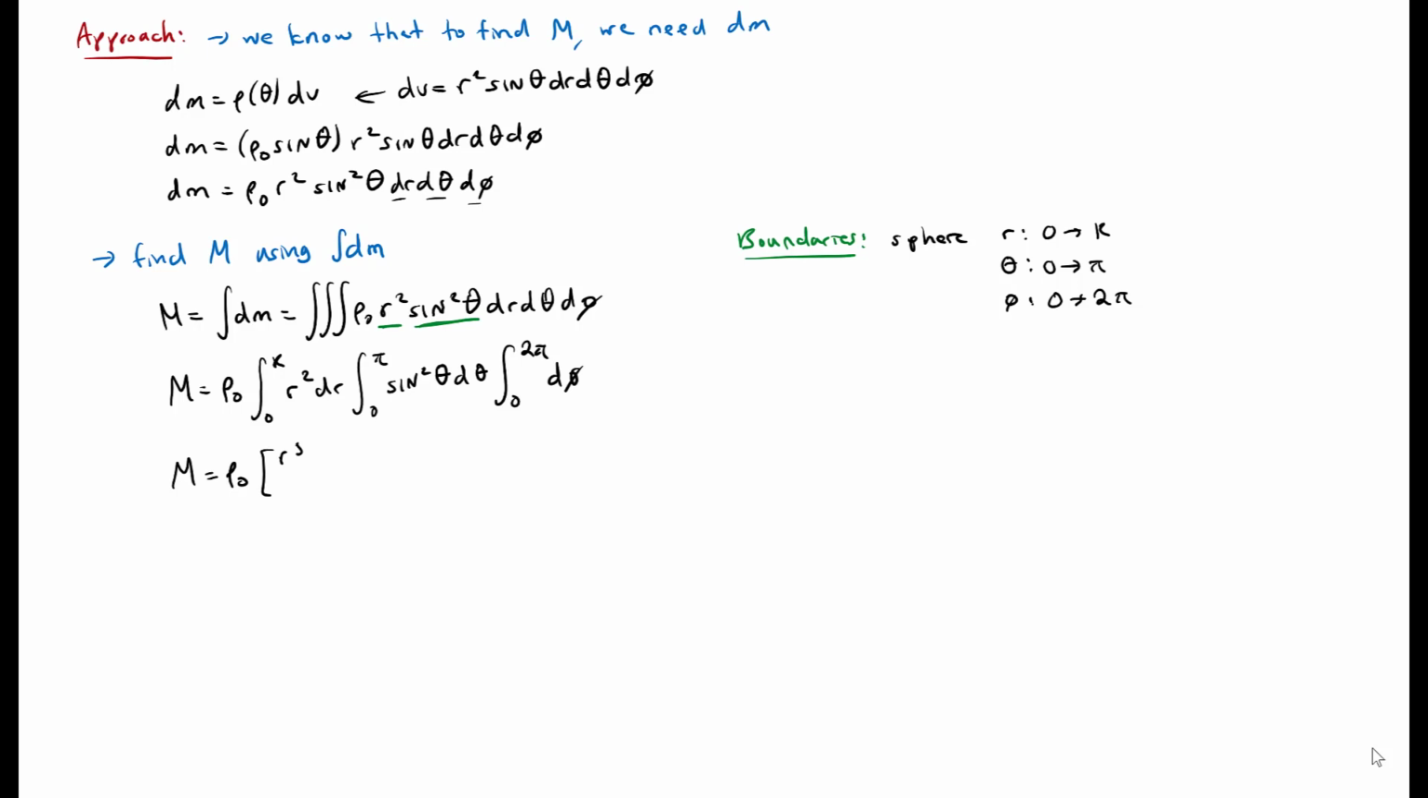This is r cubed over 3 from 0 to r. And then we have the integral of sine squared theta d theta. That's not something I want to solve directly. You would have to use a trig identity. You'd have to use the half angle formula to rewrite it, and then use substitution to solve for this.